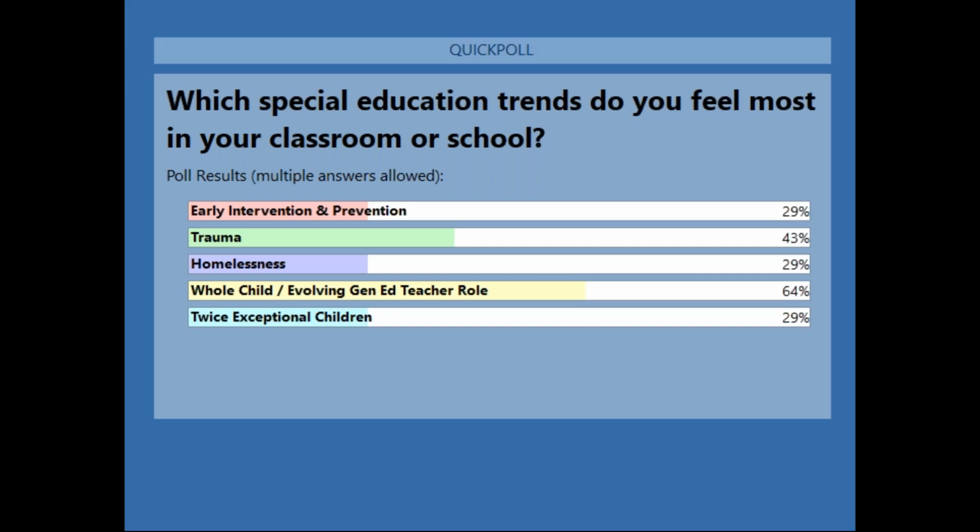I think what we're starting to see is this trend in education as a whole, not just in special education, towards addressing the whole child, which is hopefully going to provide resources and supports for that gen ed teacher that can be applied to every student, not just to identified students or students with IEPs.